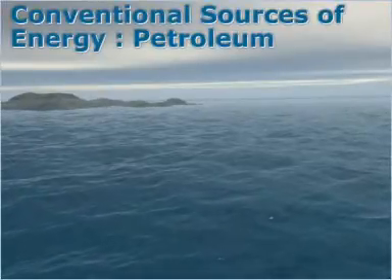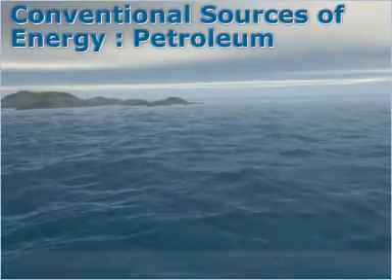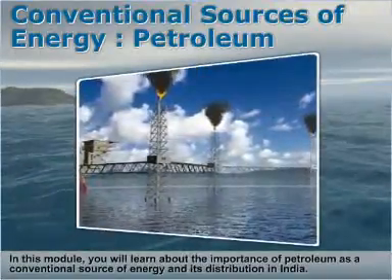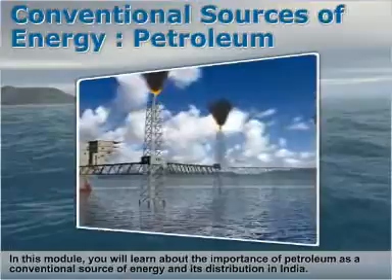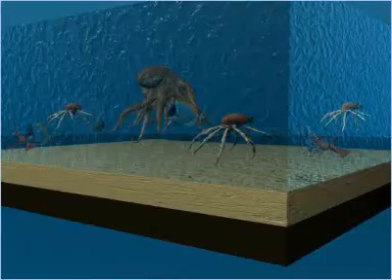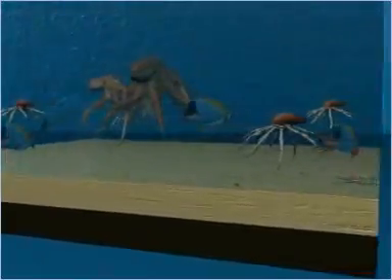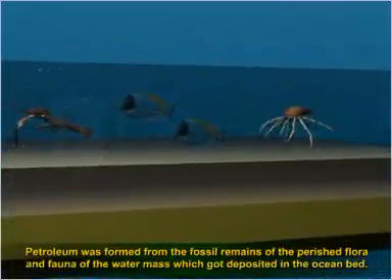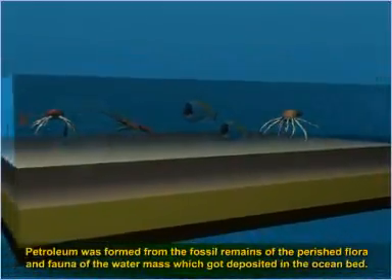Conventional sources of energy. Petroleum. In this module, you will learn about the importance of petroleum as a conventional source of energy and its distribution in India. The origin of petroleum goes back millions of years when Earth was covered with water and looked like a vast ocean.